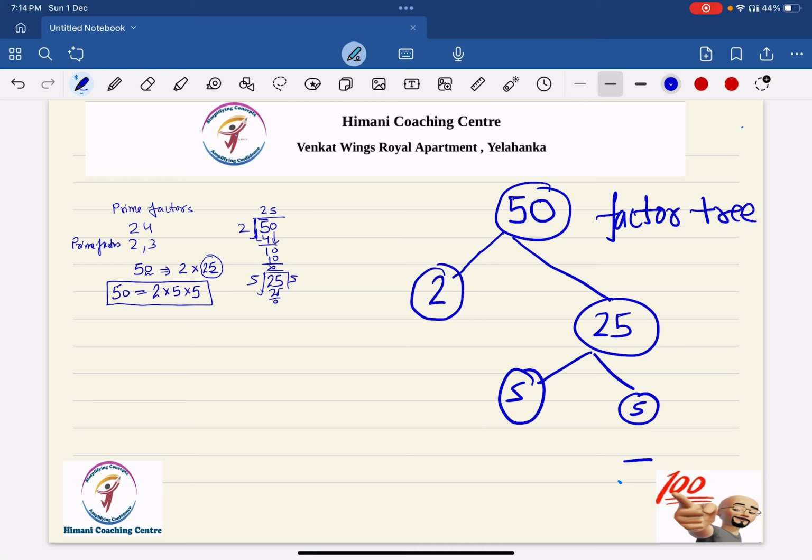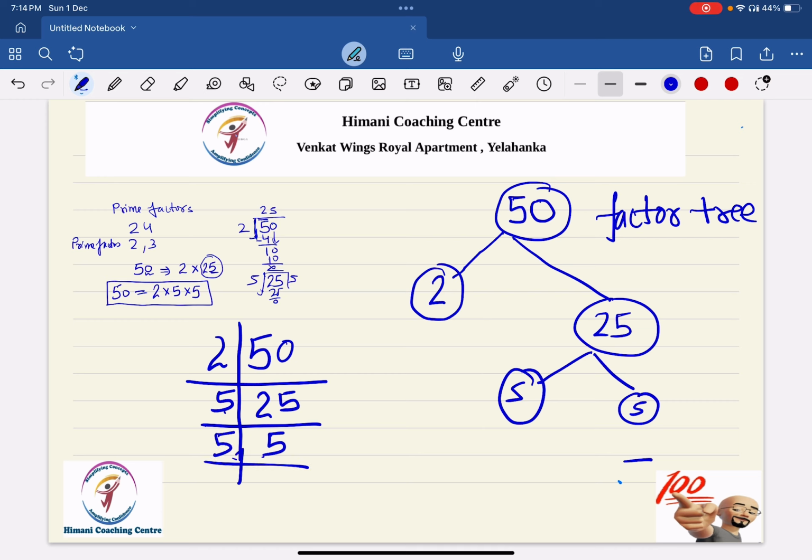Another method is you draw a straight line, then 2 and you divide, got 25, then 25 is divisible by 5. So we will keep on doing this till the last two numbers are prime. So 5 and 5 are prime, so we can leave it at this. Or if you want, you can just divide it once more by 5. So again, whatever we do, the answer is 50 equals 2 into 5 into 5.